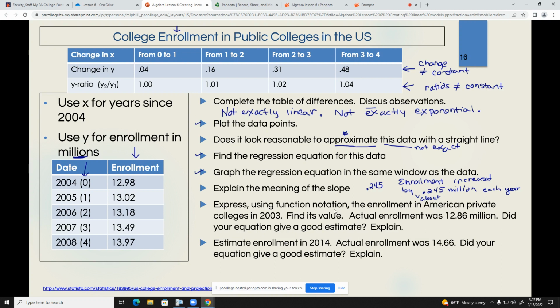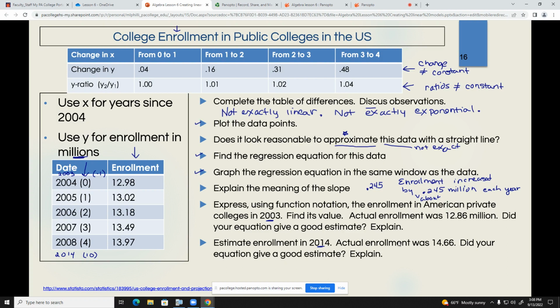Next, it asks us to express using function notation the enrollment in 2003. So in 2003, looking at my numbering, that would be the year before 2004. 2004 was year 0, so 2003 would be year -1. And then it also asked me to look up 2014. So what year would be 2014? Well, 2004 was year 0, so 2014 would be 10 years later. So this would be year 10.